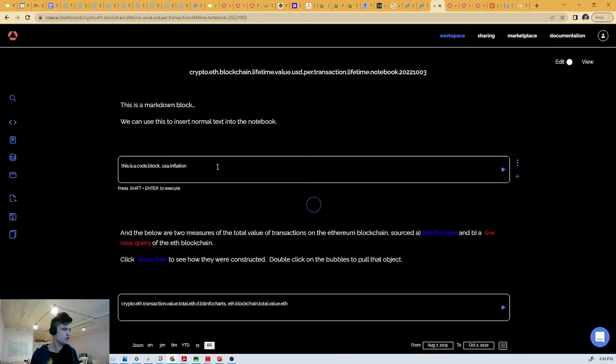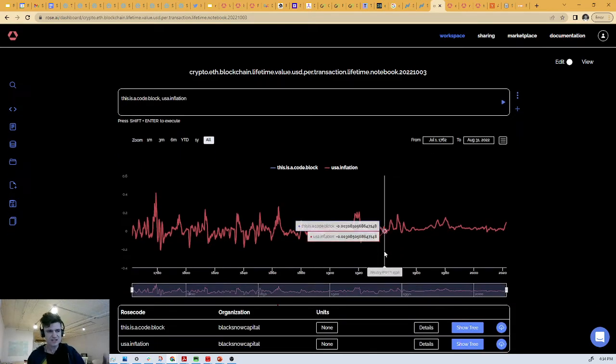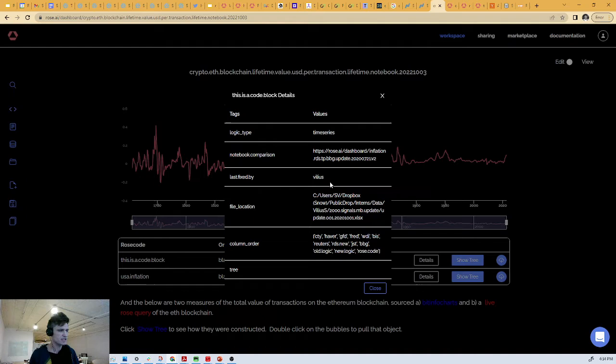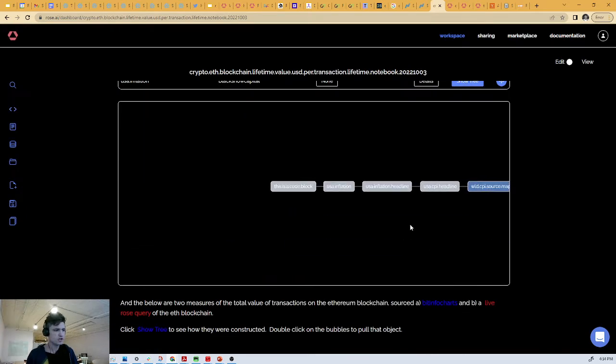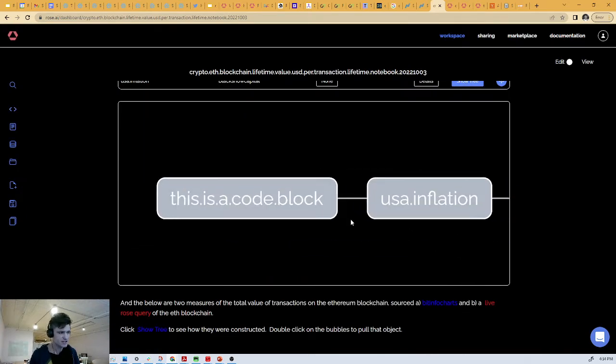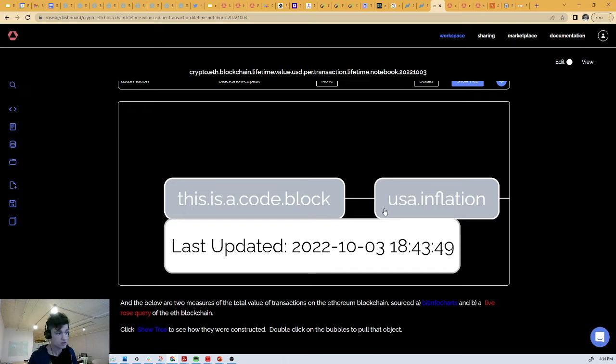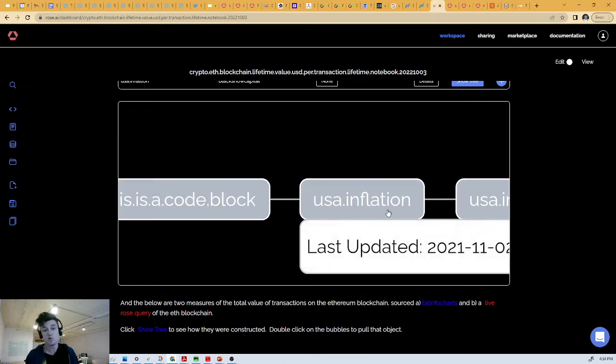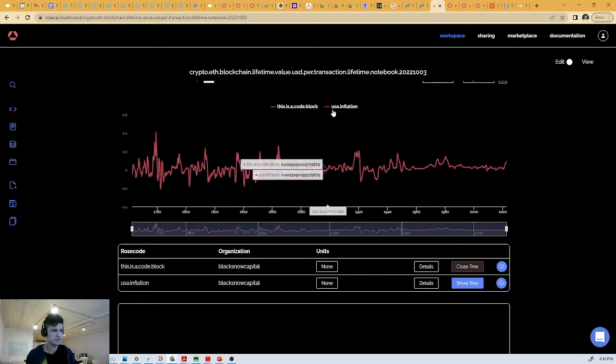If you ever want to know what one of these lines is, you can go to details and look at how it was made, or you can click on show tree. And here you can see that I've actually made an object called this is code block, points to inflation, which is why these are the same thing.